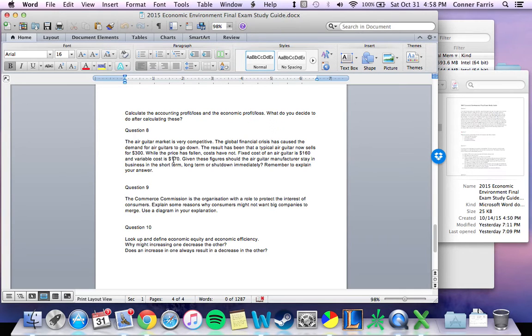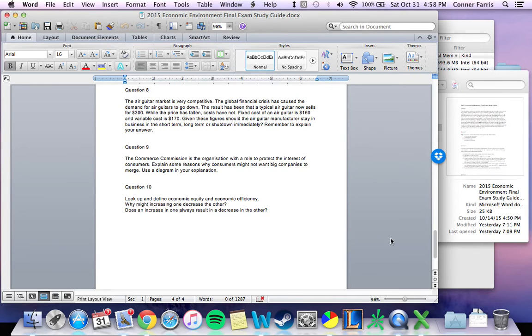If we can't change anything in the long term, we're probably going to shut down, because losing money long term just doesn't work. Short term, stay open. Long term, if we can't change anything, we're going to shut down. Otherwise, we're going to change something, maybe stay open. Shut down immediately? No, we're going to stay open in the short term.